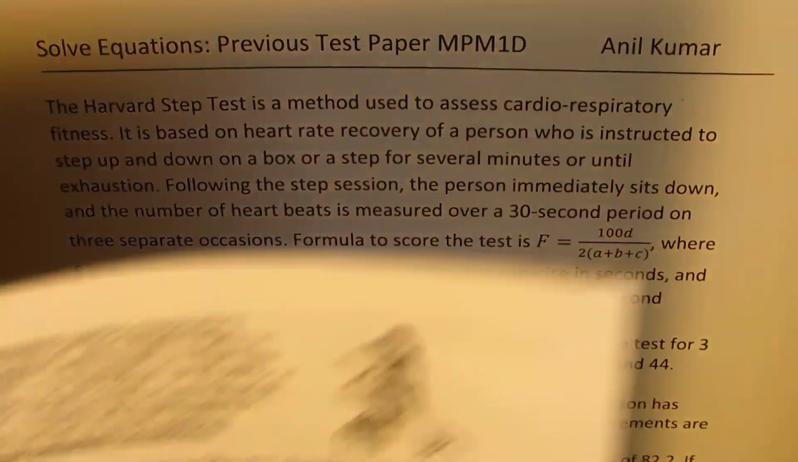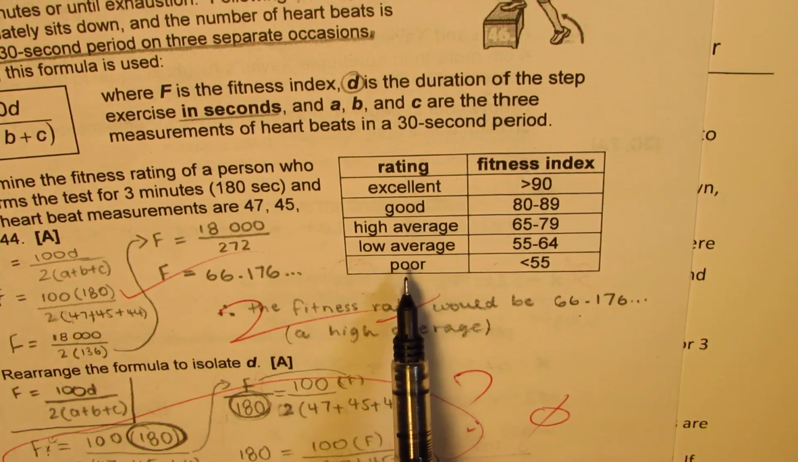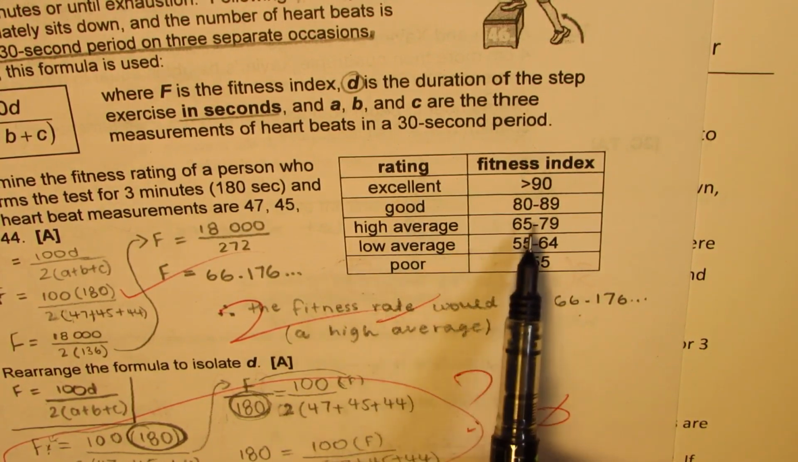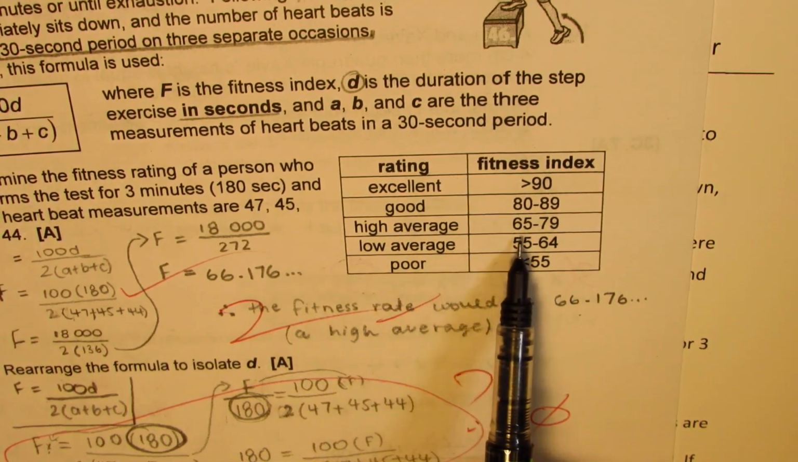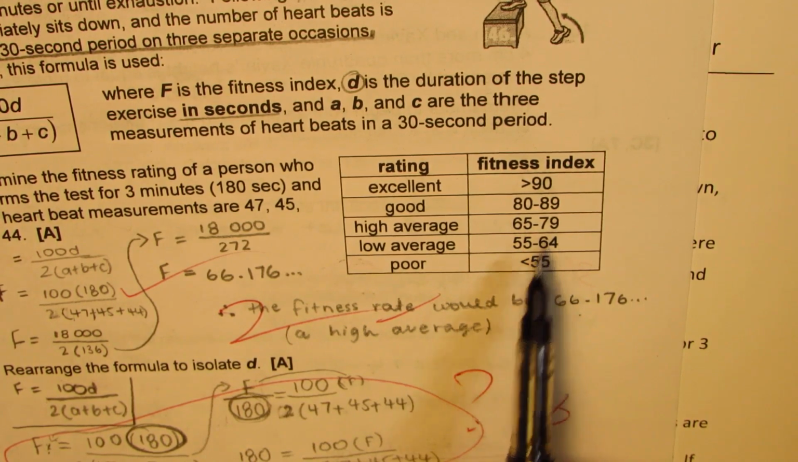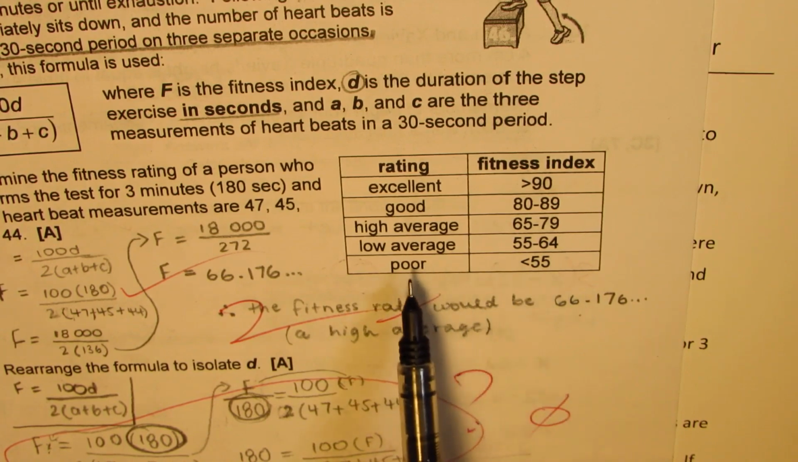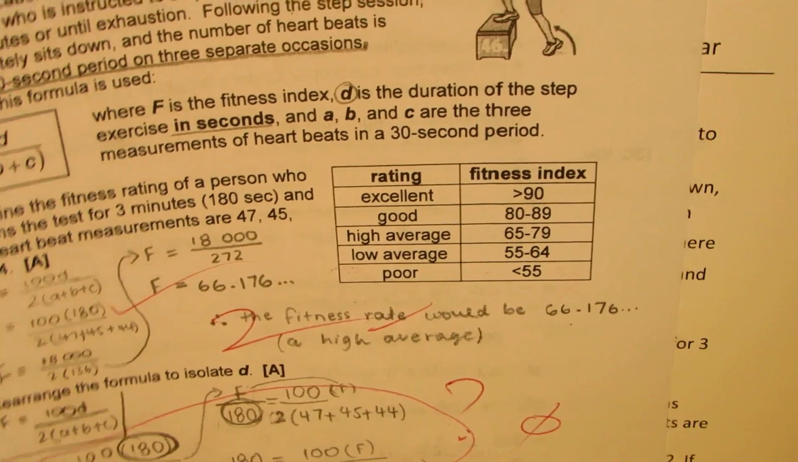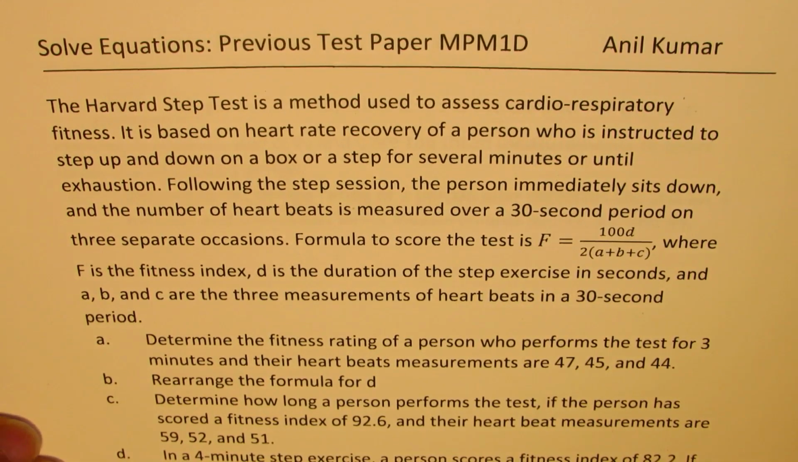Some more information about the question is given here. The rating F which we are calculating, if it is greater than 90, then the condition is excellent. If it is between 80 to 89, it is good. For high average, the value should be between 65 and 79. For low average, it is 55 to 64. And if the value of F is less than 55, then it is poor. That is additional information which may not be required in the questions which I have selected.